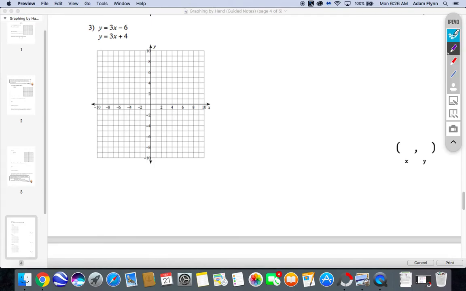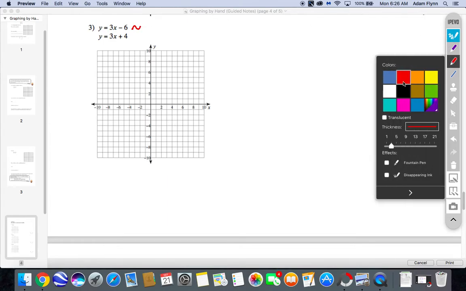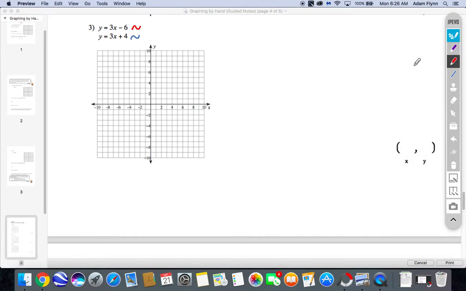Okay, we have y equals 3x minus 6. That's going to be my red line. And y equals 3x plus 4. I'll make that my blue line. They are both in slope-intercept form because the y is by itself, and I can read it off as y equals mx plus b. So I can just start graphing these.